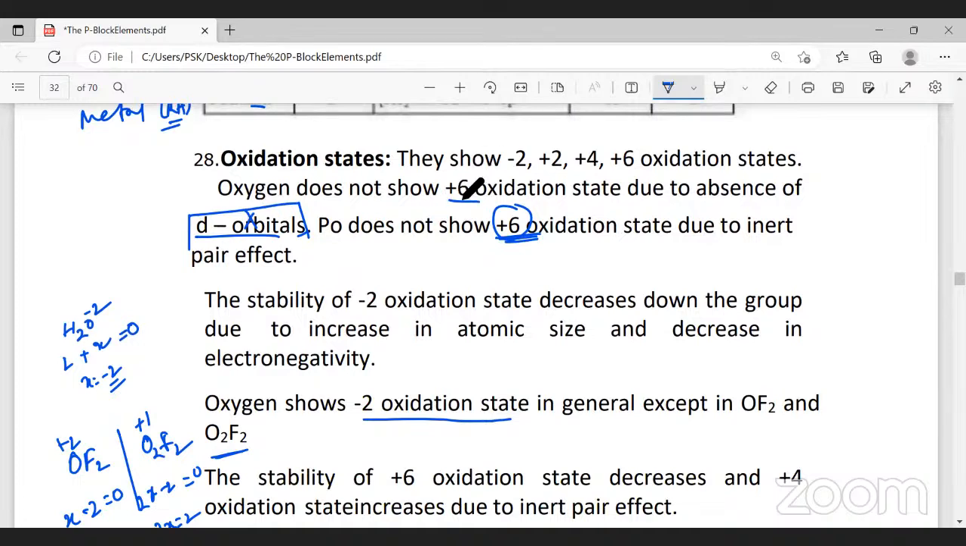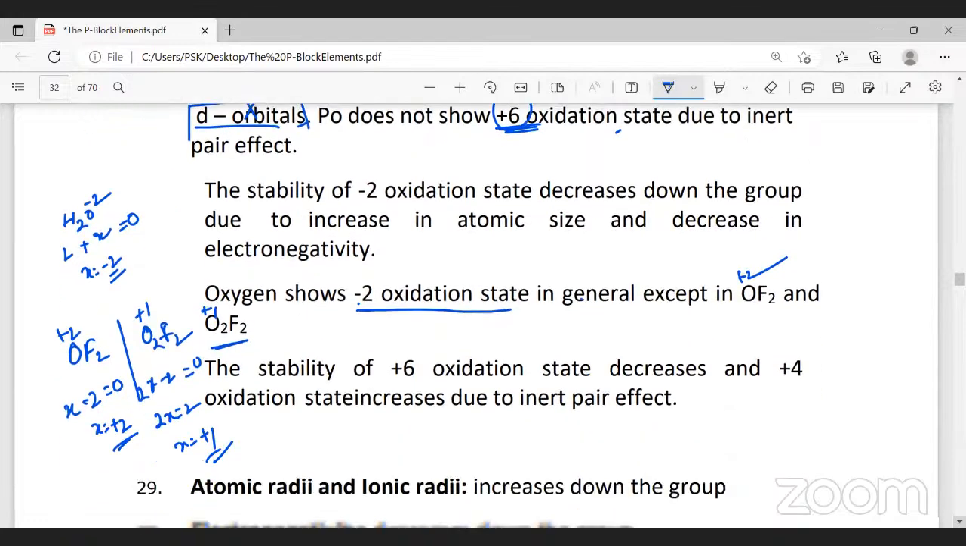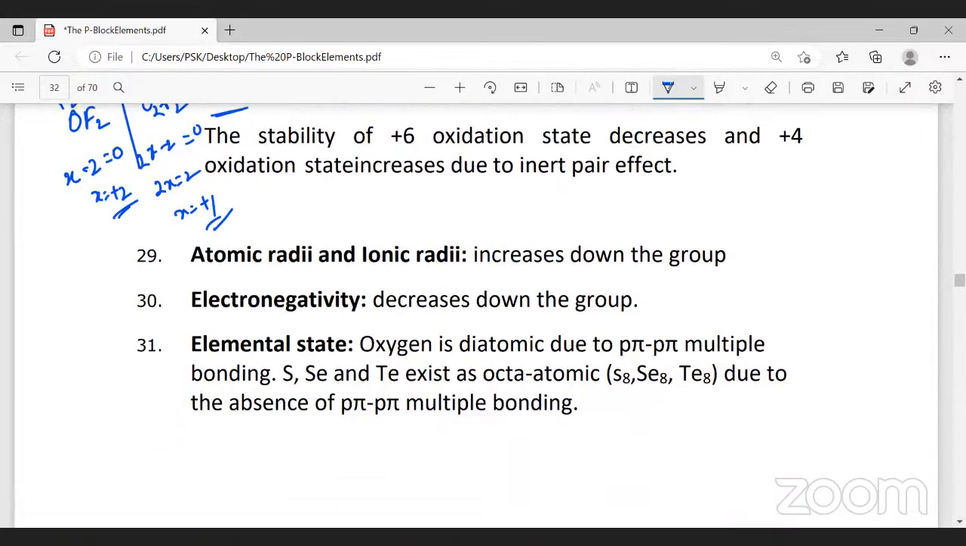Oxygen does not show +6 oxidation state because of the absence of d orbital. Polonium also does not show +6 oxidation state due to inert pair effect. And oxygen shows -2 in general, but it can also show +2 and +1 only with fluorine compounds. Now, this is the introduction to the 16th group.